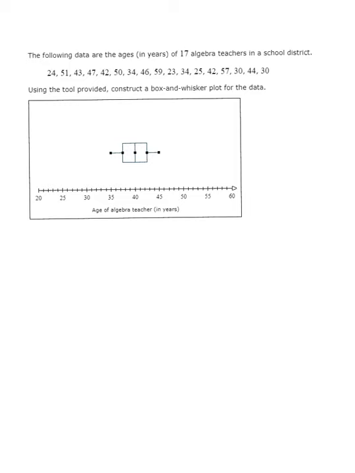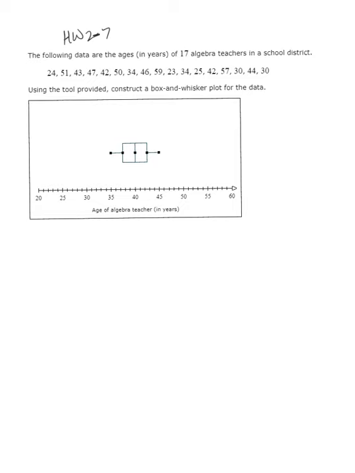Okay, we are set for homework 2-7, the last homework of chapter 2. Got a test this Friday. This is a box and whisker graph that you're going to have to construct.